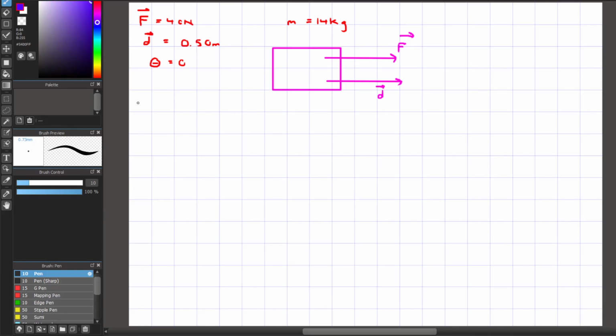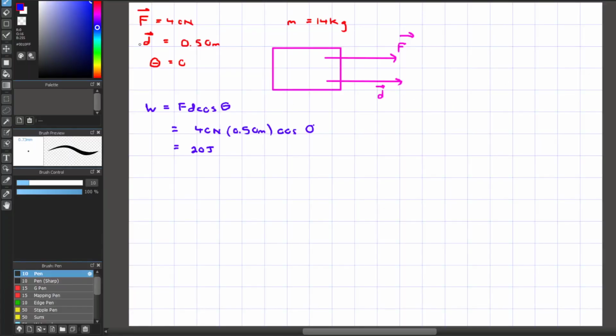The first part is easily done. Since we have all the quantities needed, we can find the work done by the force. We can just simply do 40 newtons times 0.5 meters times cosine of 0, and we get a work done of 20 joules.